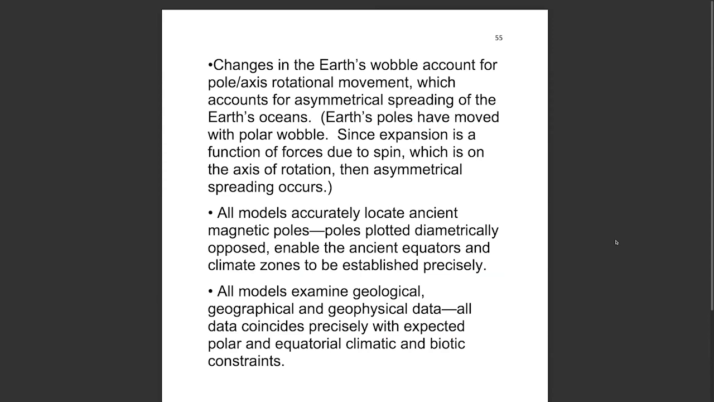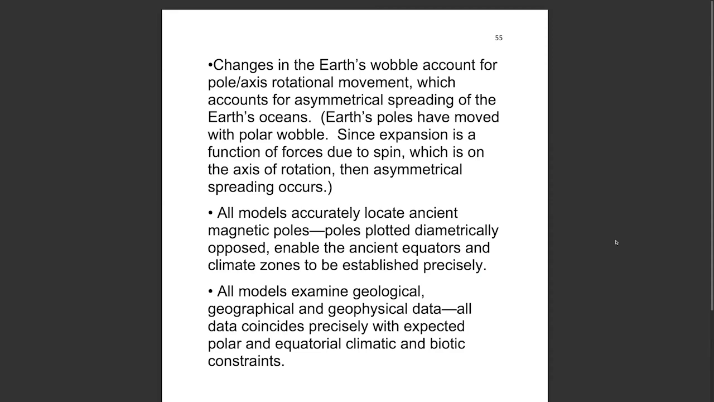Additionally, all models accurately locate ancient magnetic poles. That asymmetrical spreading, where you see it spreading at different rates, it locates the pole based on torque precisely where, due to paleogeomagnetic core samples, that's where the pole was. So it fits perfectly. Poles plotted diametrically opposed enable ancient equators and climate zones as well to be established precisely.